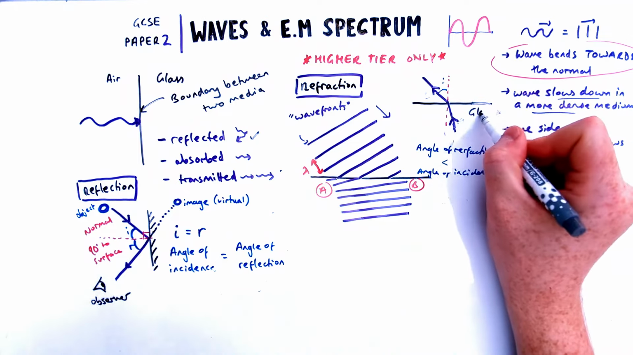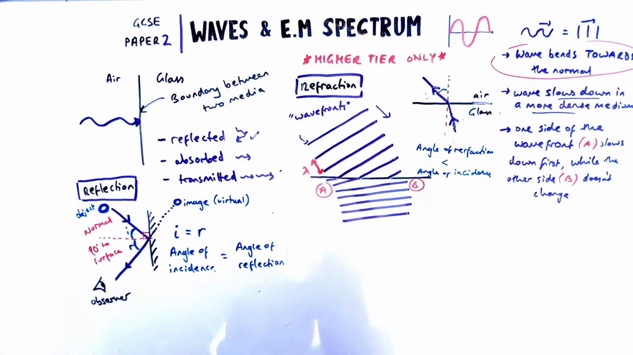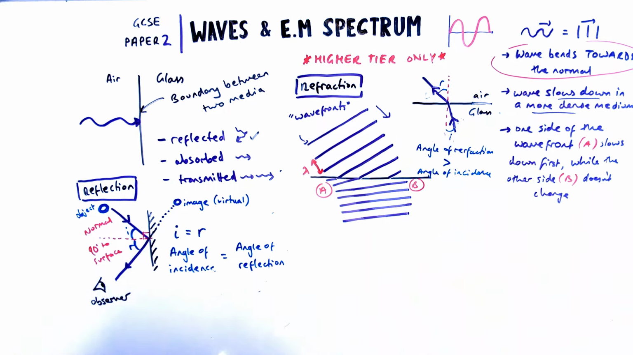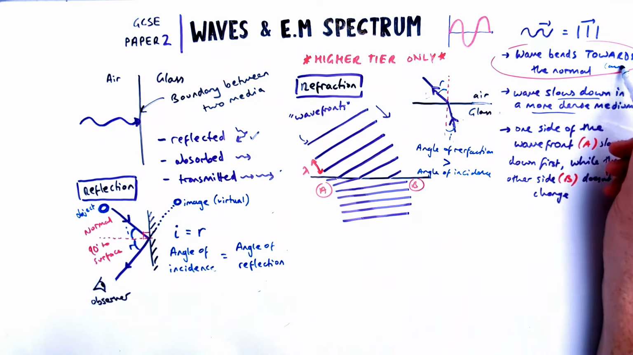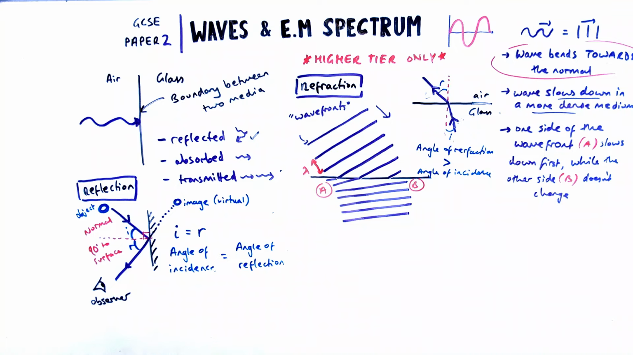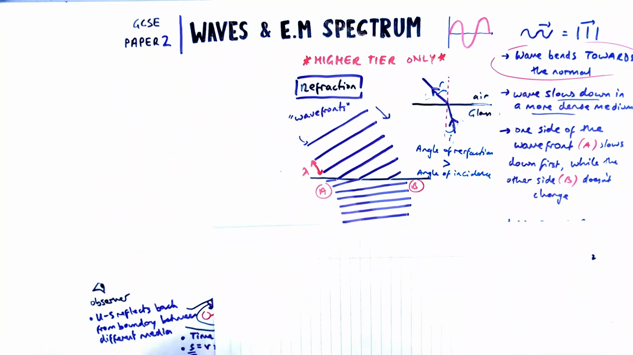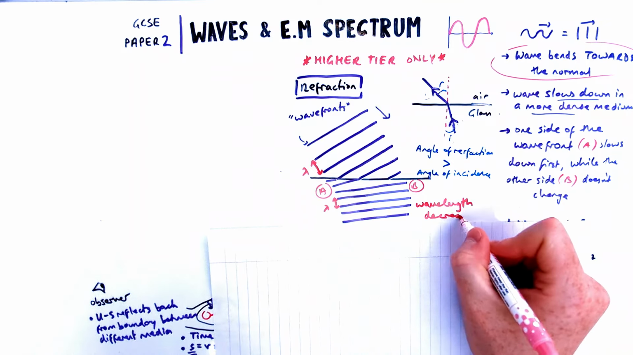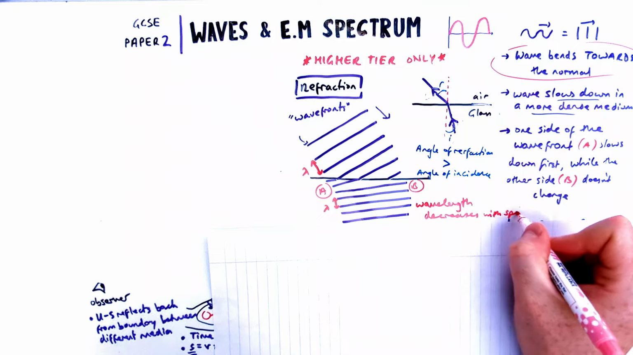Now that would mean that the angle of incidence, this one at the bottom here, is actually going to be bigger than the angle of refraction. Another thing we can note from this diagram is what's happened to the wavelength. The distance between the wavefronts represents the wavelength, and hopefully we can see from the diagram that inside the glass block the wavelength has decreased. It decreased because the speed has decreased. Those two things are directly proportional.